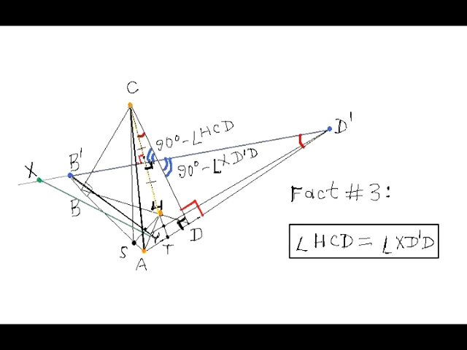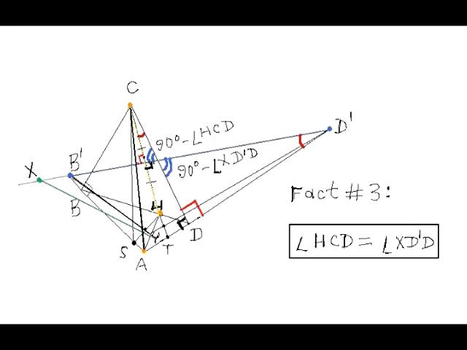The last fact that we need is fact number 3. Two angles, HCD and XD'D, have equal measurements. This follows from our result that line B'D' is perpendicular to segment CH, and side AD of quadrilateral ABCD is perpendicular to the side CD.